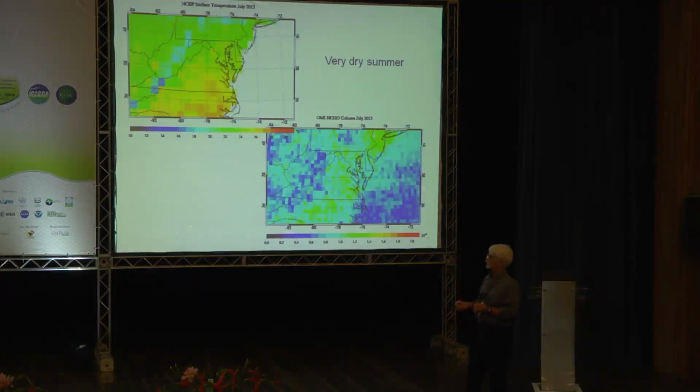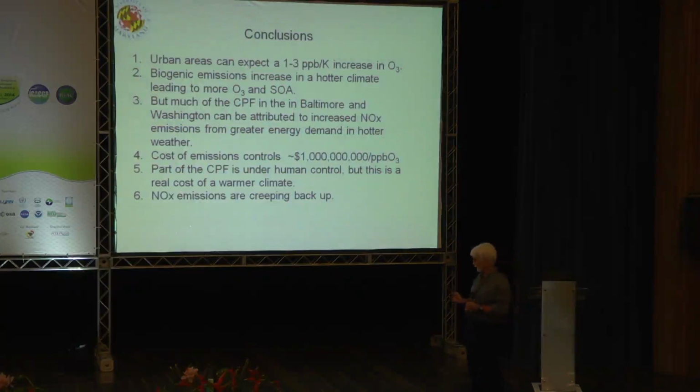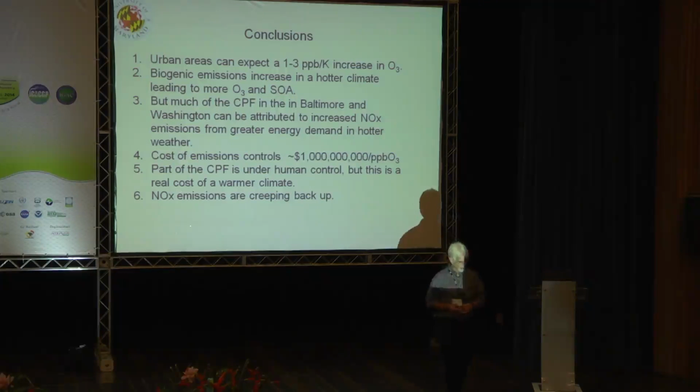For the sake of orientation, I live about here. Washington, D.C., there is, Baltimore's there, and New York's up here. All right. So what are the take-home messages? If the eastern U.S. is anything to indicate, you can expect somewhere between 1 and 3 parts per billion of ozone increase for every degree Celsius.